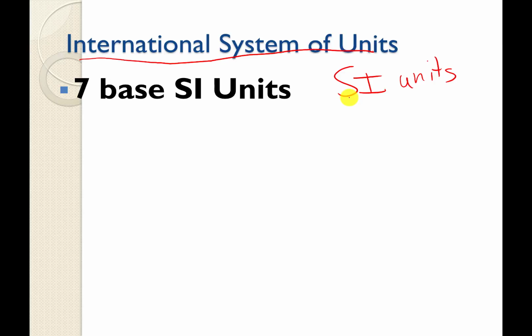So they came up with these 7 base units. They call them base units because by multiplying these by each other and squaring them and cubing them and things like that, we come up with all the other units. Here are the 7 base units.